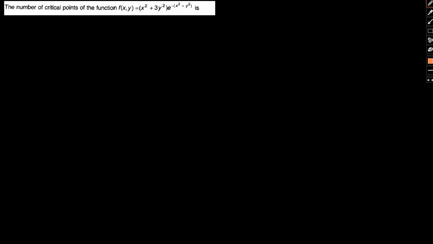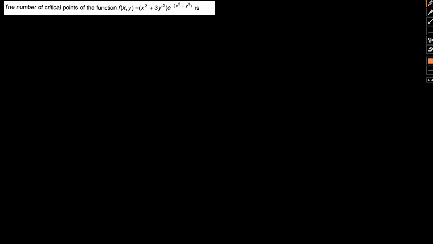Hello everyone. So again we have a fairly interesting question as far as the critical points are concerned. Basically we need to find the number of critical points for the function f(x, y) = (x squared plus 3y squared) e to the power minus (x squared plus y squared). So let's take a look.